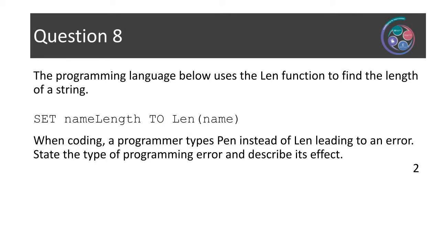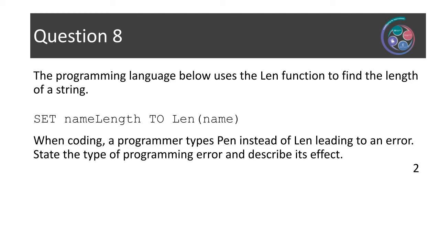Moving on to question number 8. The programming language uses the len function to find the length of a string. Set name length to len in brackets name. When coding, a programmer types pen instead of len, leading to an error. State the type of programming error and describe its effect.